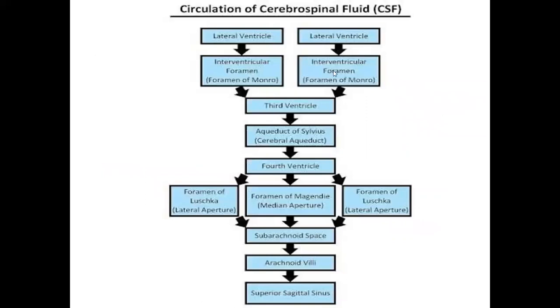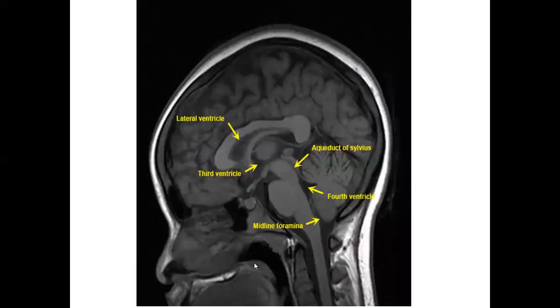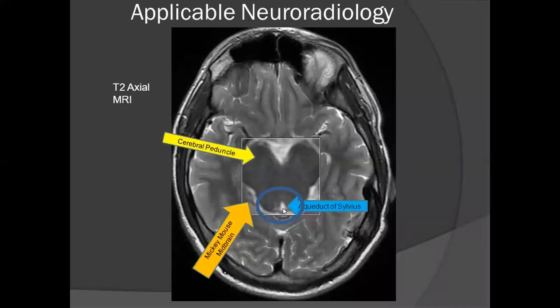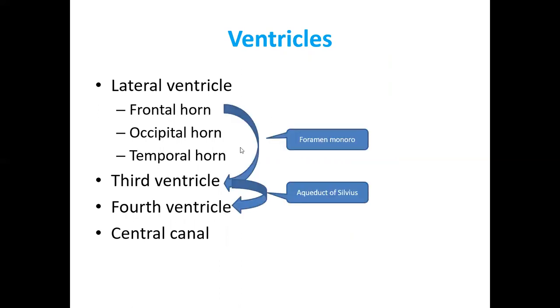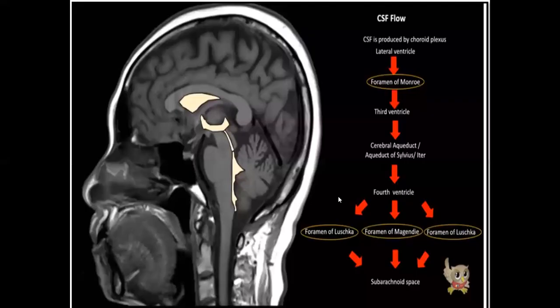So, from the lateral ventricle, the interventricular foramen goes to the third ventricle, from the aqueduct of Sylvius to the fourth ventricle, from the fourth ventricle there is a communication with the Magendie and Luschka to the subarachnoid space, from the subarachnoid space to the arachnoid villi, then the superior sagittal sinus. So, you can see again here, lateral ventricle, third ventricle, aqueduct of Sylvius, fourth ventricle, midline foramen. This is the aqueduct of Sylvius you can find in the midbrain. So, as I told, this is the lateral ventricle, the frontal horn, occipital horn, temporal horn, third ventricle, fourth ventricle, and central canal. From lateral ventricle to third ventricle by foramen of Monro, from third ventricle to fourth ventricle, aqueduct of Sylvius. So, again, you can see the flow, same thing by another picture.